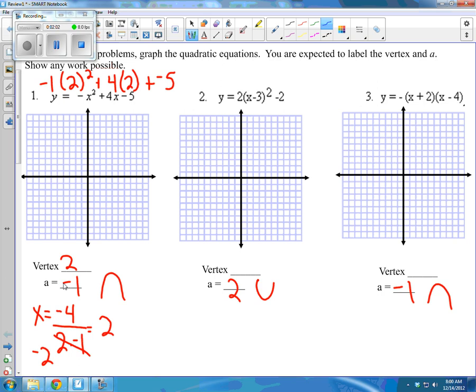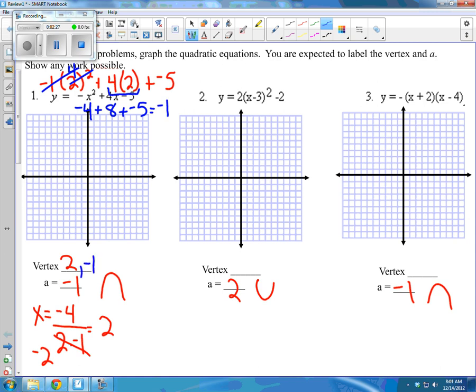Starting with the first term, I'm going to do the exponents first, and 2 squared is 4. And then 4 times that -1 gives me -4. So for my first term, I get -4. In my second term, 4 times 2, I get 8. And then my third term, I'll just bring along with -5. So when I add those all up, I end up getting -1 for my y-coordinate.